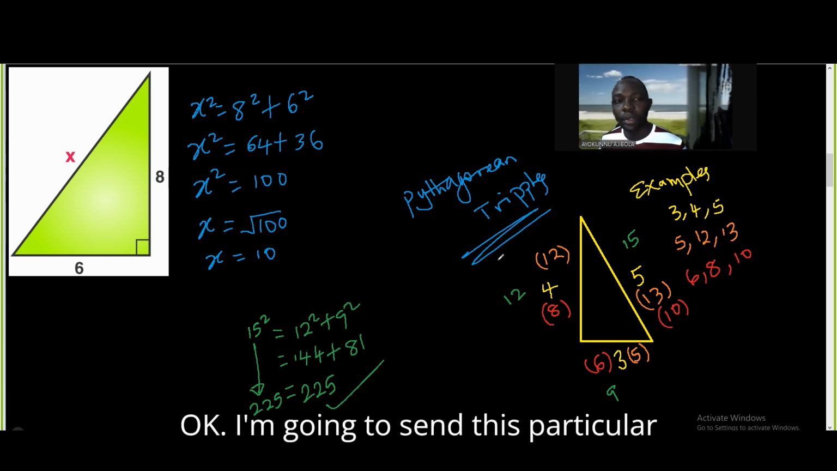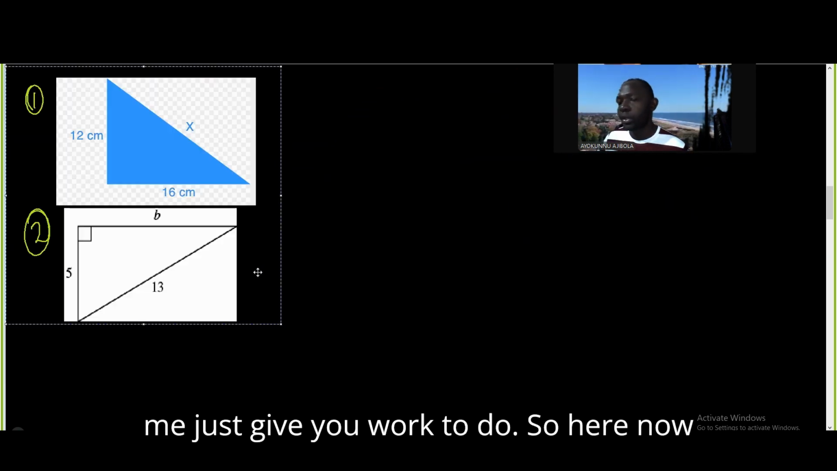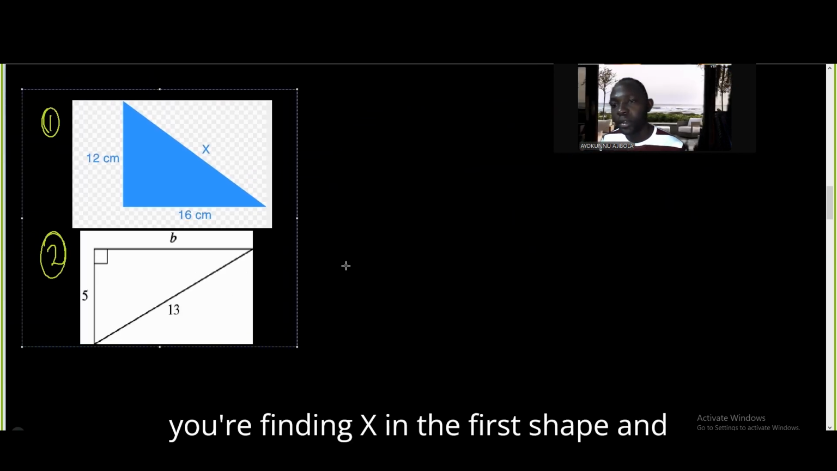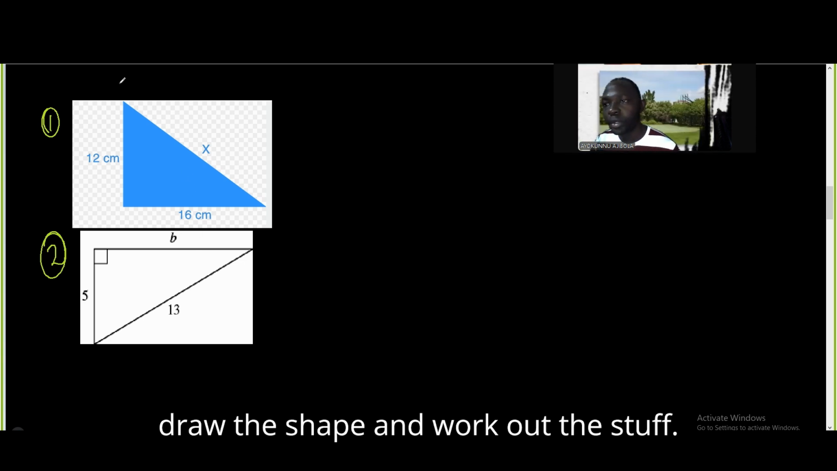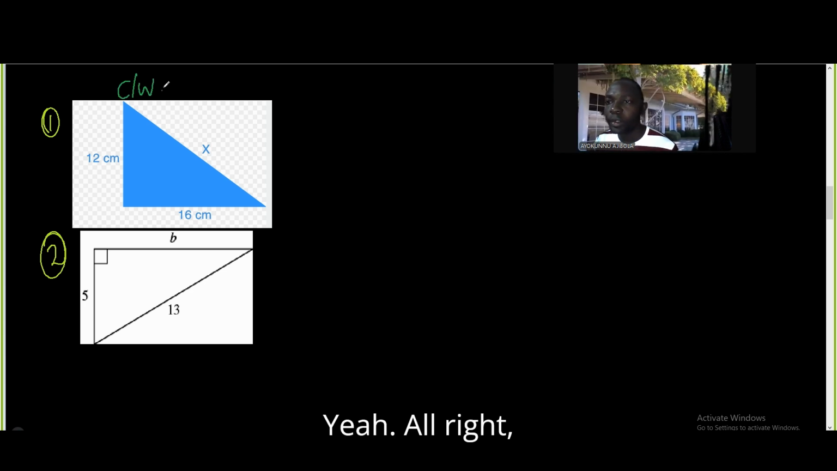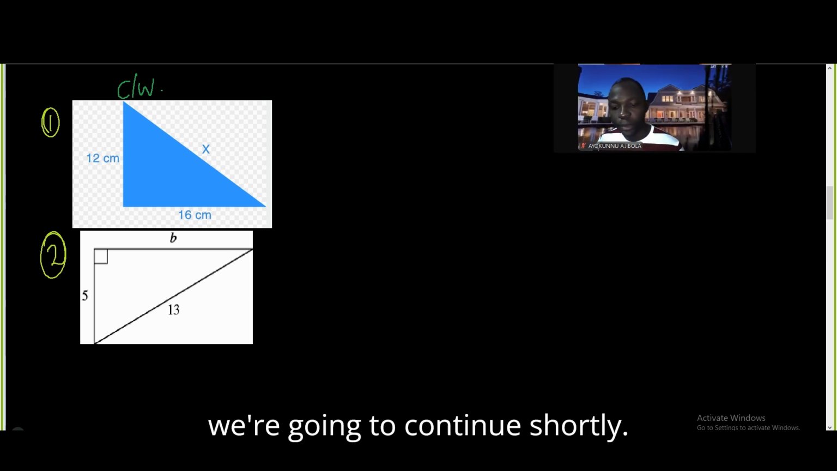Let me give you work to do. I'm going to send this particular page to you later to write down. Here, you're finding x in the first shape and you're finding b in the second shape. Draw the shapes and work out the solutions. We're going to continue shortly.